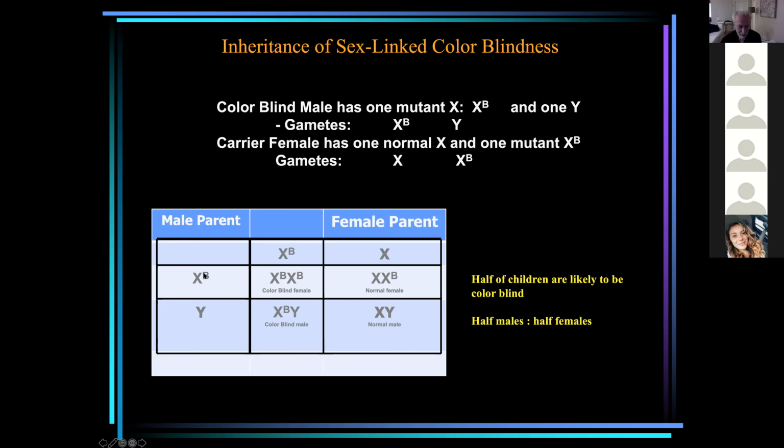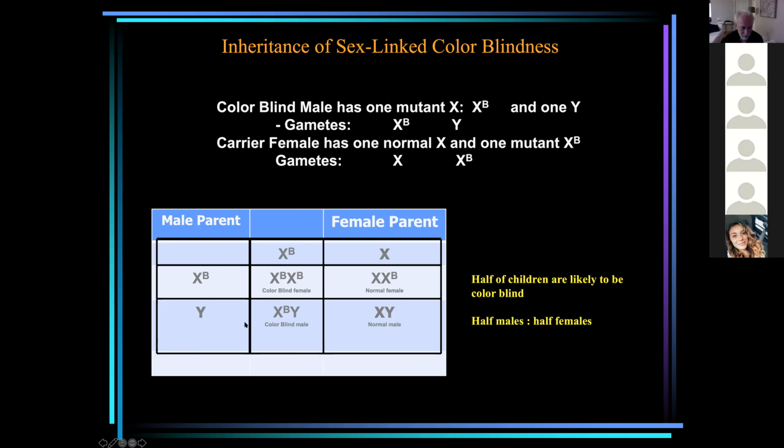There can be an X with an XB. That's another female because it's two X's. But this one will be normal because only one X has a mutation, and a female needs two mutations, one on each X, in order to be colorblind.